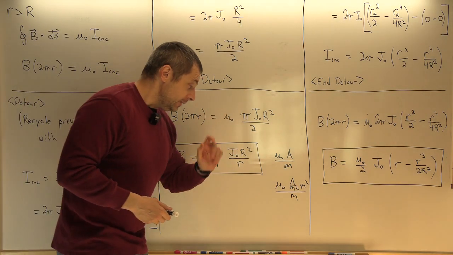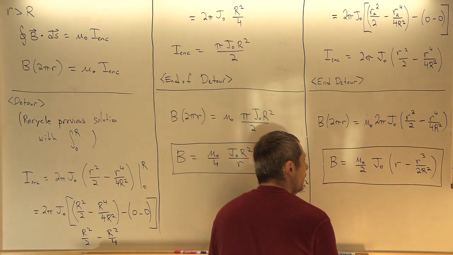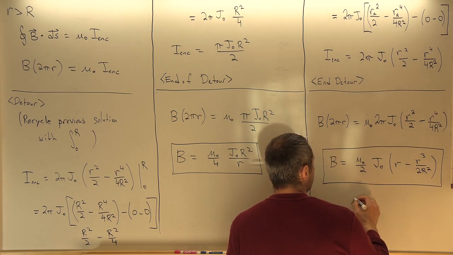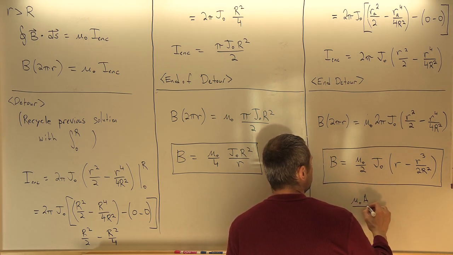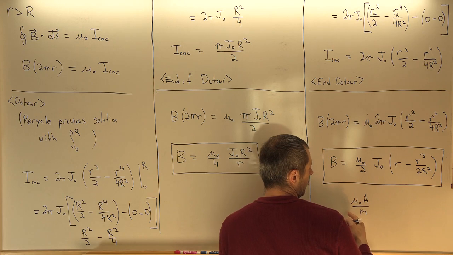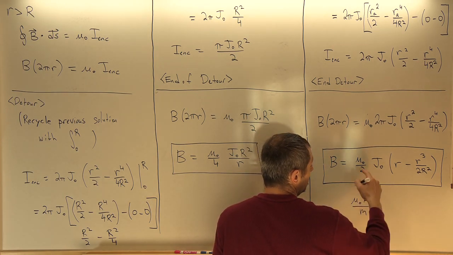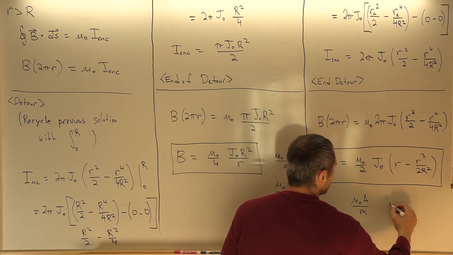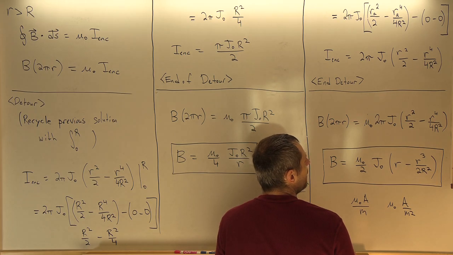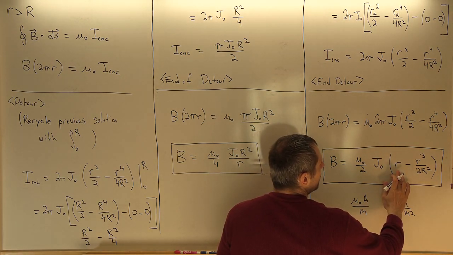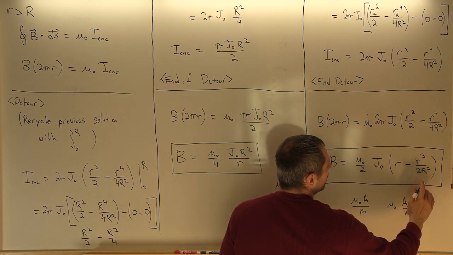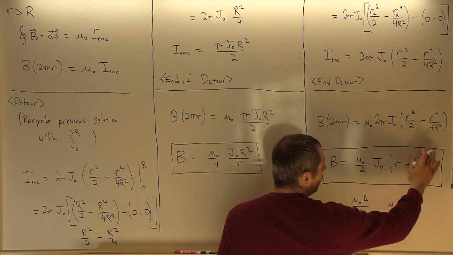So let's take a look at this formula. Let's see if I could catch any mistakes here. So again, we're comparing it to mu 0 amps over meters. That's the units that we need. We've got our mu 0 here. Then this is amps per meter squared, J0. And then what I have over here is meters minus meters cubed over meters squared, which is just meters. So I have overall meters here.